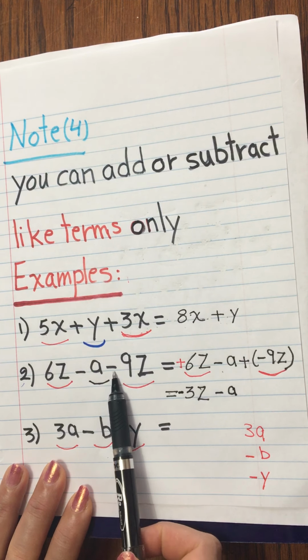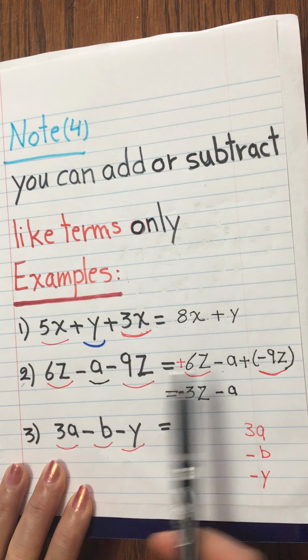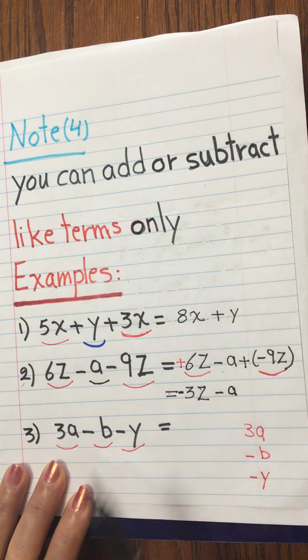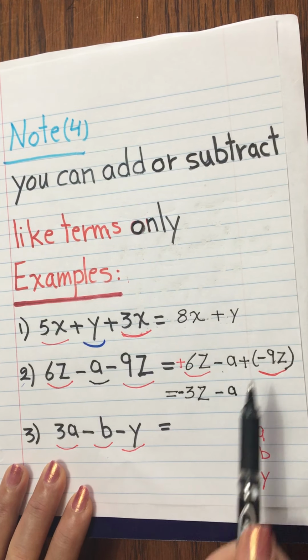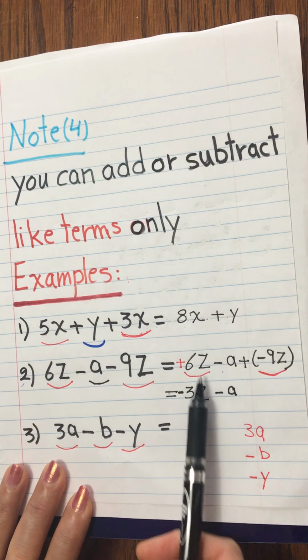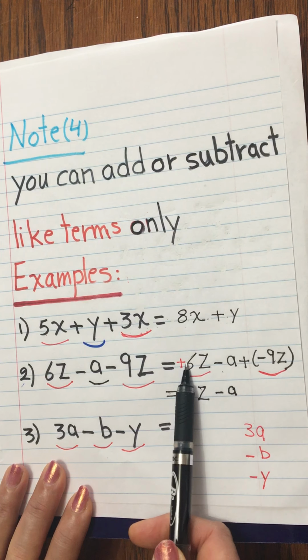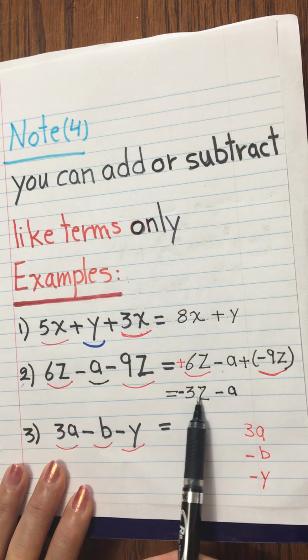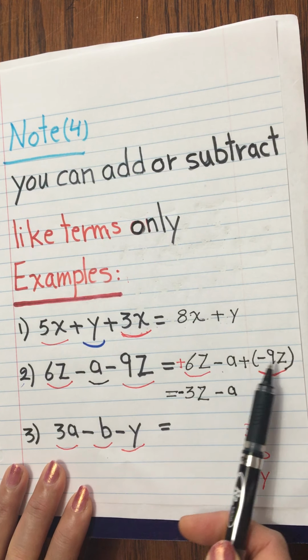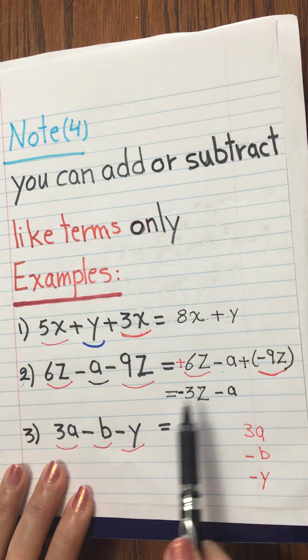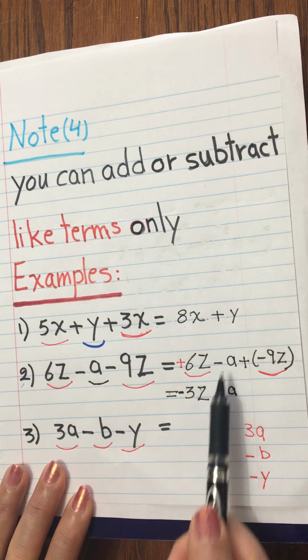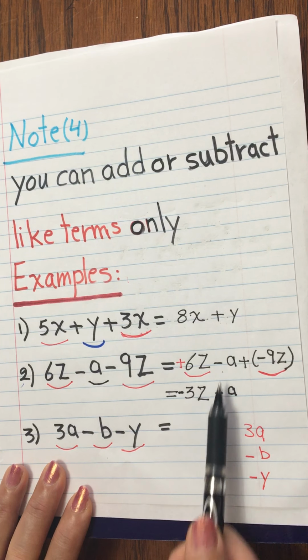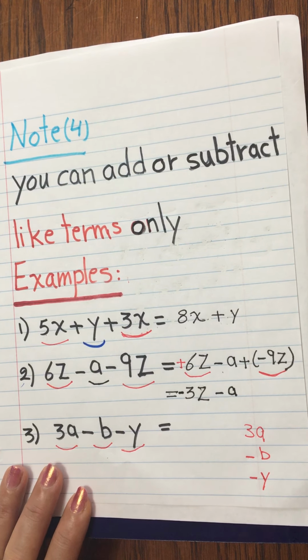So I'm gonna change this negative to a positive and 9z to negative 9z, the opposite number for 9z is negative 9z. So these two numbers now have different signs. Subtract and keep the sign of the larger number. 6z minus 9z is gonna be negative 3z, and minus a, just put it down.